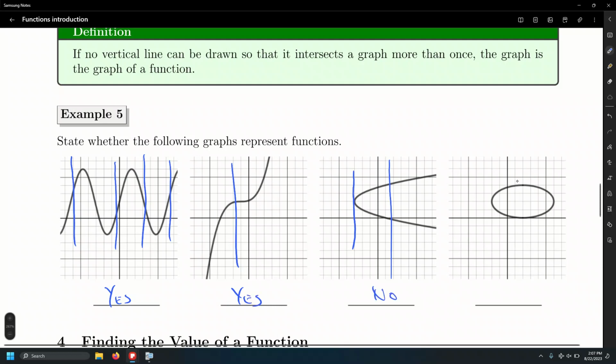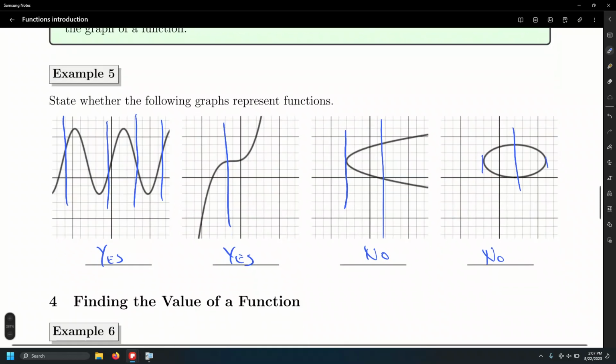And what about this ellipse? That's not a function either, right? No. And again, you might argue that on the edges here it crosses only once, but we have all the other points in between for which a vertical line crosses more than once. All right.